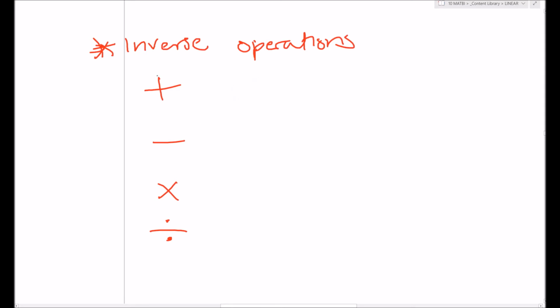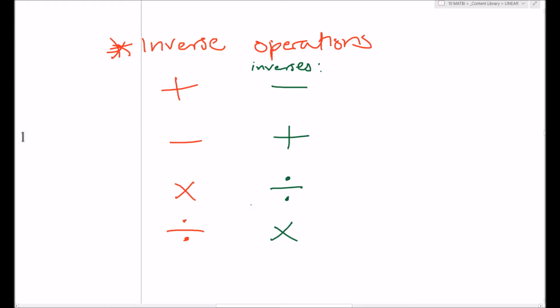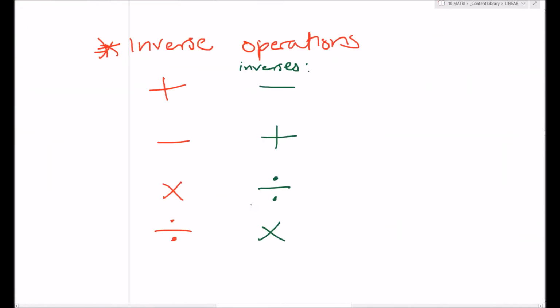So when you have an addition, the opposite of that would be minus, or subtraction. So the inverse of addition is subtraction. So these are the inverses. The inverse of minus or subtraction is addition. The inverse of multiplication is division, and the inverse of division is multiplication. And we'll see how these actually work when we go through some of these examples.